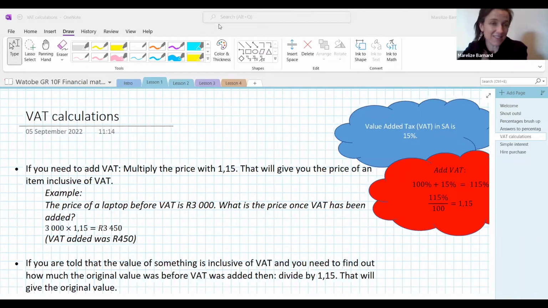Value added tax. Big words. What does it actually mean? And it's easy to read it off the slide as well. But who can tell me what VAT actually means? Where does it come from? Why do we even have it? Why are we even talking about it? And who pays VAT? Does anyone know? Who pays VAT and what do we pay VAT on?